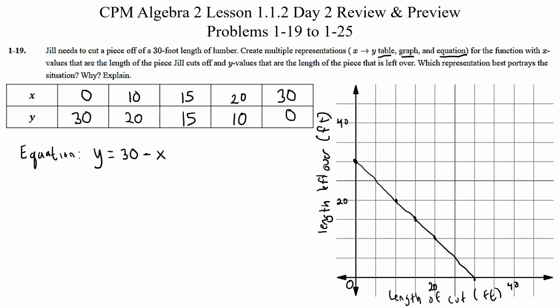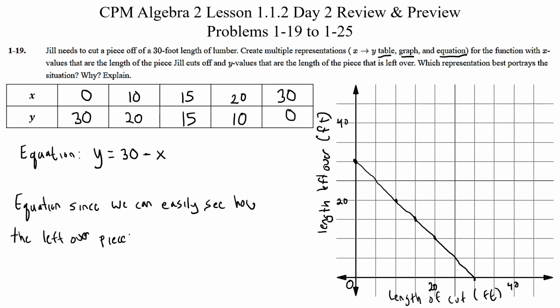So which representation best portrays the situation? Well, I feel like it's the equation, since we can easily see how the leftover piece is related to the length of the piece Jill originally cut.